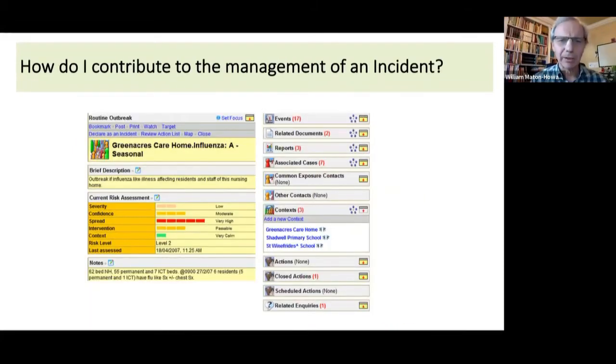And here's a slide to show, again, a screenshot of the way the system was used for identifying an outbreak of seasonal influenza in care homes. And on the right-hand side here, the range of types of information that was being brought together and supporting the decisions and actions and management of these incidents.